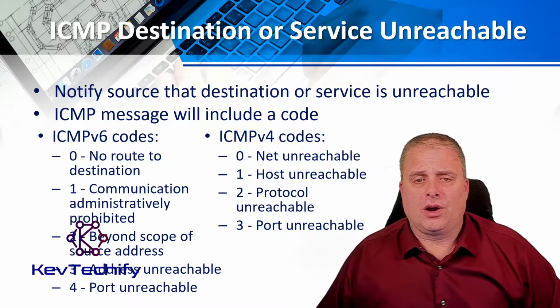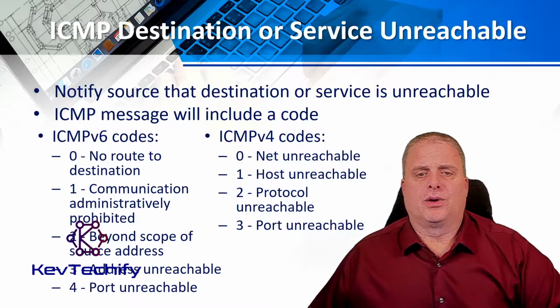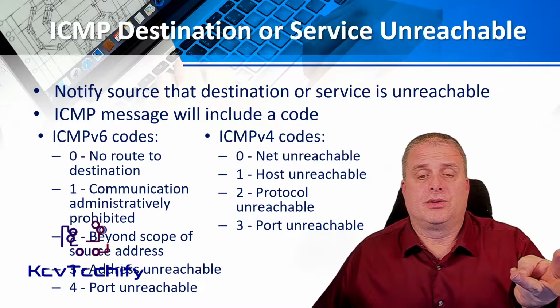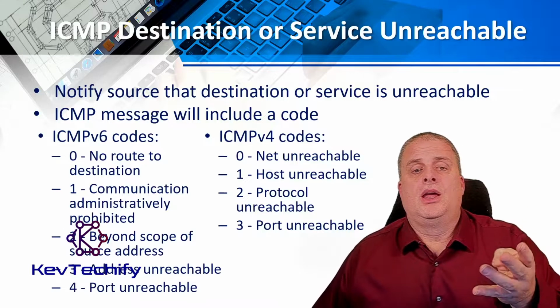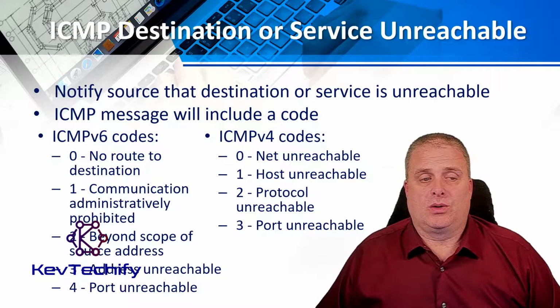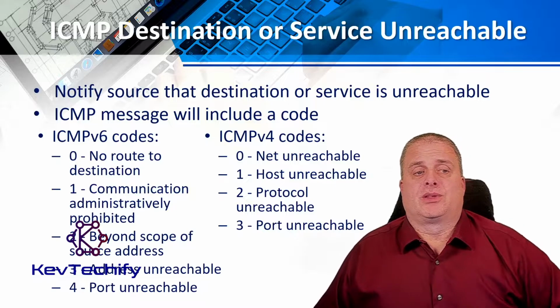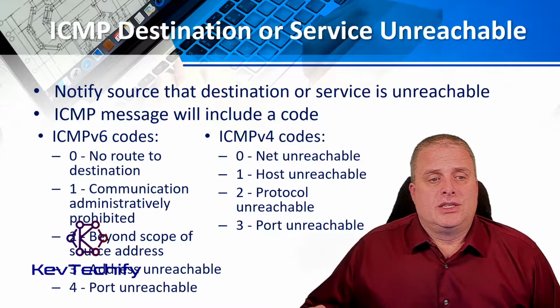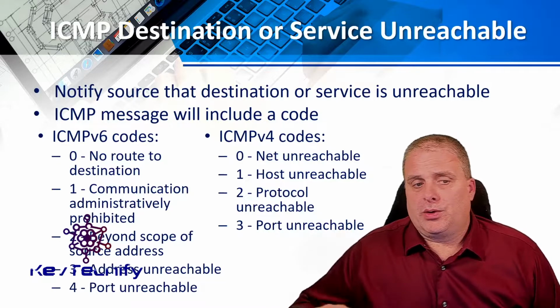ICMP version 4 has basically 4 codes. The network's unreachable, the host is unreachable, the protocol's unreachable, or the port's unreachable. ICMP version 6 has 5 codes, and they're a little bit different than IP version 4. 0 is no route to destination. We don't know how to get there.